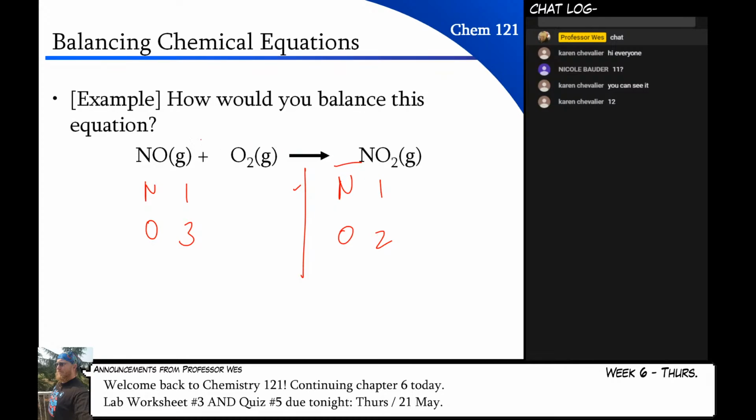The reason being, if I put something here or here in front of NO or O2, then this number will go up, and this number will stay the same, meaning that I am getting further away from what I want my reaction to be balanced with. Oops, there we go.